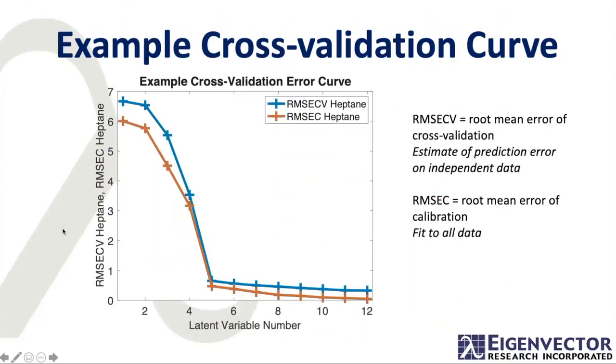So an example cross-validation curve here looks like this. This is for a model we'll actually use a little later this morning. This is an example cross-validation error curve. What we're plotting is the root mean square error of cross-validation for, in this case, the concentration of heptane in a model, and the error of calibration for the concentration of heptane in a model.